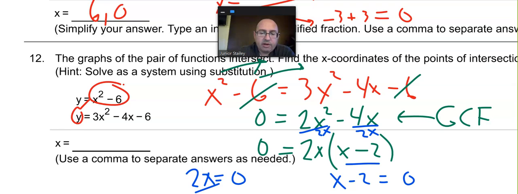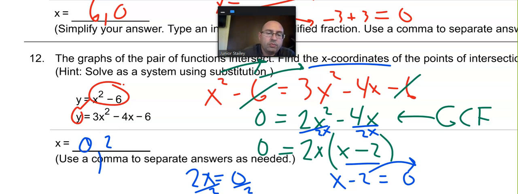So, if you divide by 2, you know that one of your answers is 0. Notice that they only asked me for the x coordinates, so I don't have to plug them back in to find the y's. And the other one is the obvious, add the 2 to the other side, so 2. So we did have to factor that, but it was an easy factoring. And that's all the notes that we have for this particular lesson. Have a wonderful day.